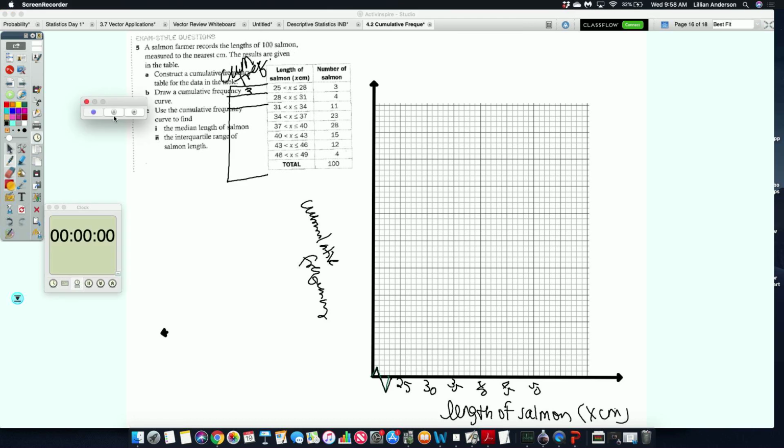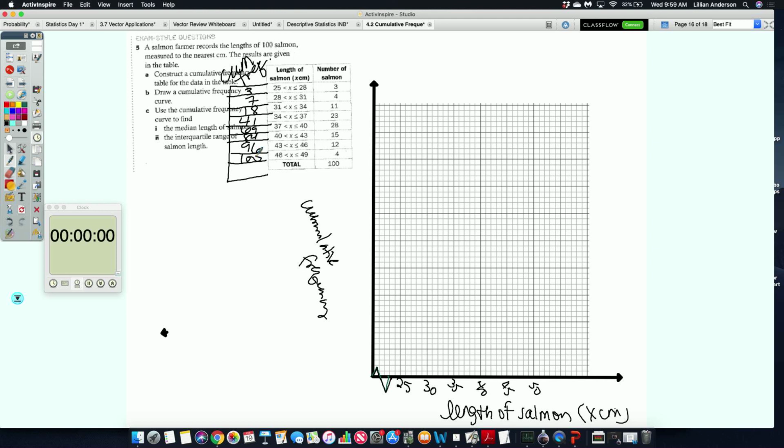So when it tells you to create a cumulative frequency table, you want to make sure that it's just that, the cumulative frequency. That's what they're looking for. The first entry is going to be 3. What's the next entry? 7. Keep going. 18. 41. 84. 96. Those are your cumulative frequency values. That's what you're going to actually plot on your axes.